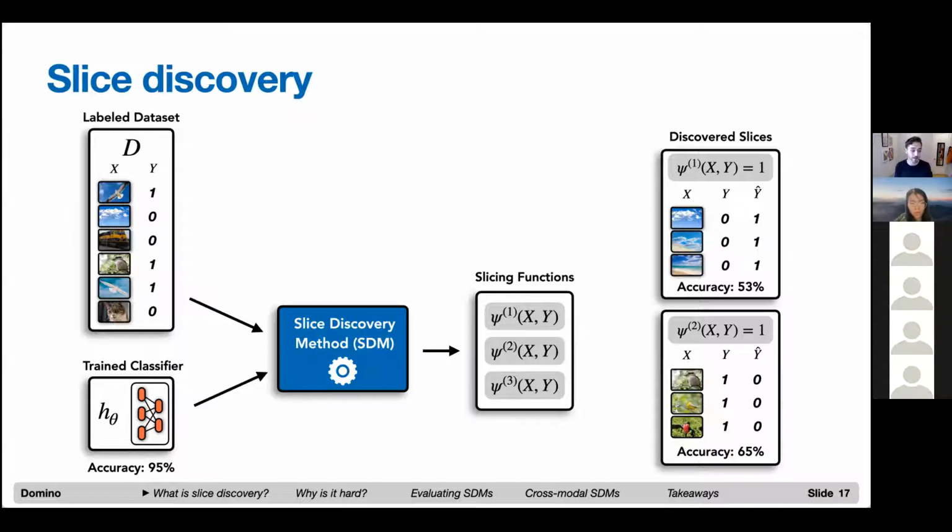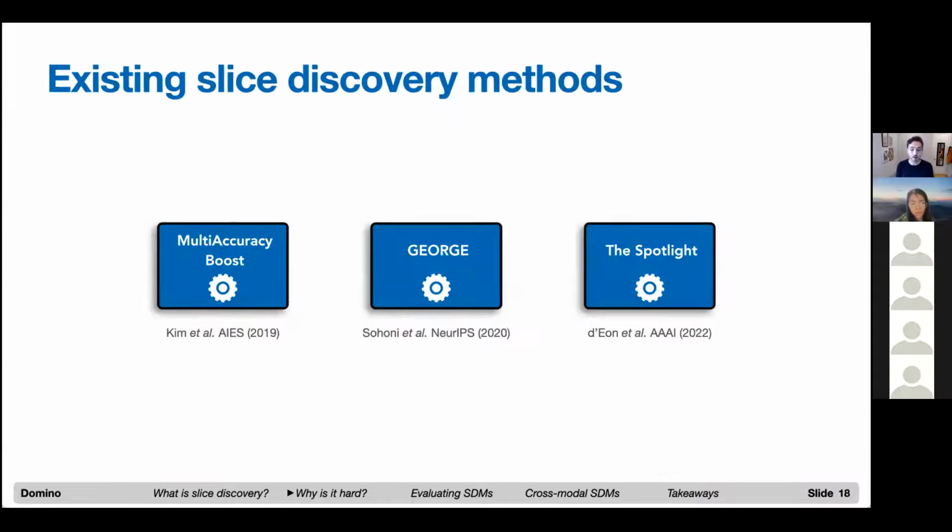So in our work, we were inspired by a number of really exciting slice discovery methods that were recently proposed. There's multi-accuracy boost, which came out a few years ago. George, which also came from Chris's group, which is another really exciting work. And then Spotlight, which is quite recent, and I think most similar to the methods that we started developing later, and is also really exciting. I think we got a lot of inspiration from all of these methods as we were thinking about the evaluation framework and also developing our own methods.